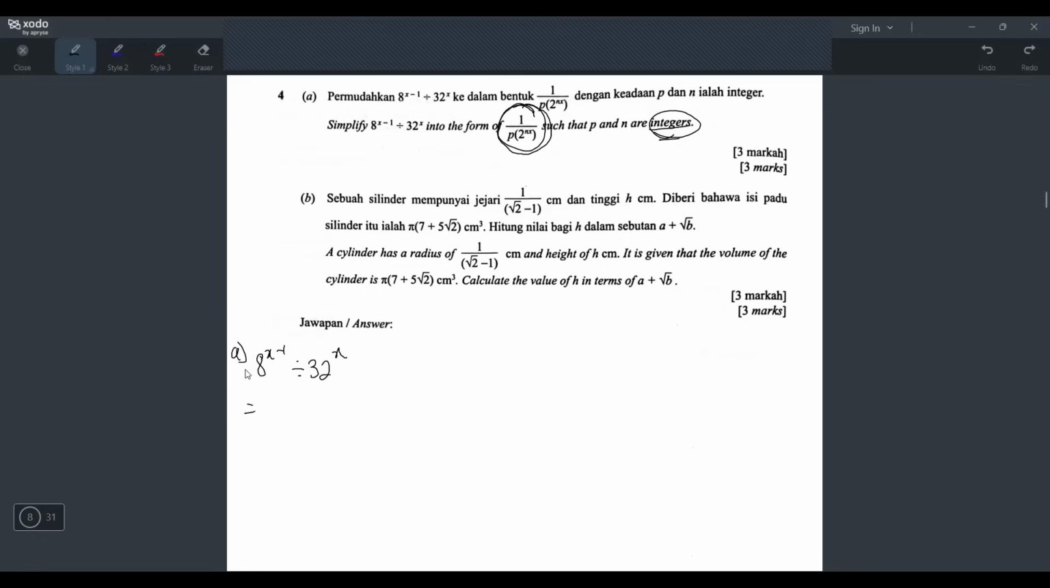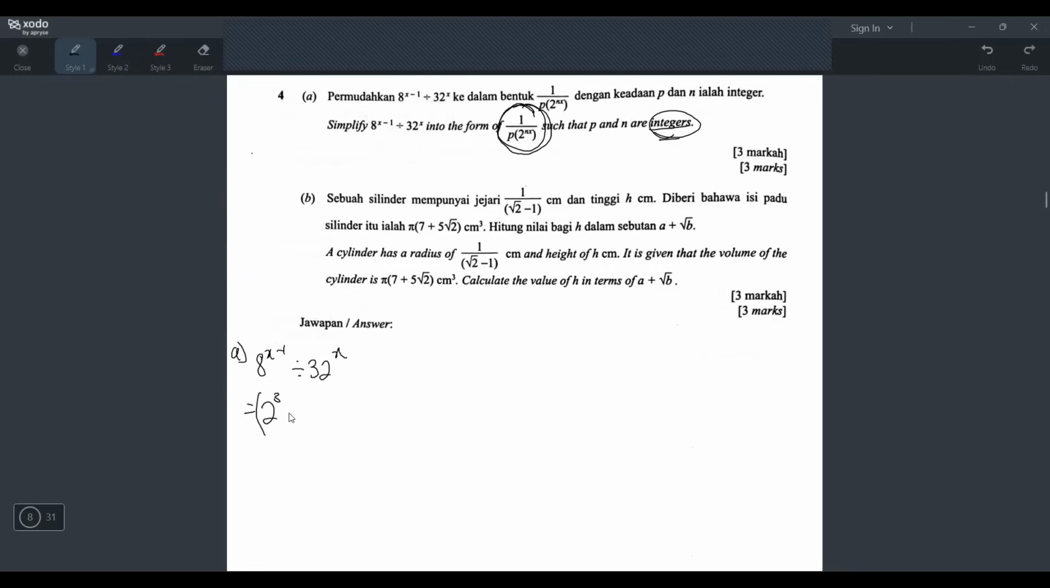So base 8, you can change to what base? Base 2, all right? Some of you might tell me base 4. Hey, wrong. Base 8 cannot change to base 4, okay? Because 4 power 1 is 4, 4 power 2 is 16. So 8 is not here. 8 cannot change to base 4, but can change to base 2 because 2 power 3 is 8, right?